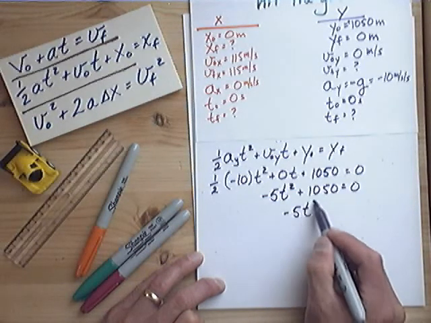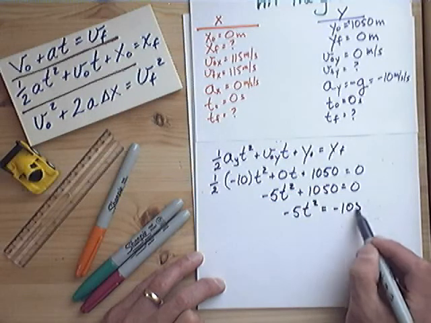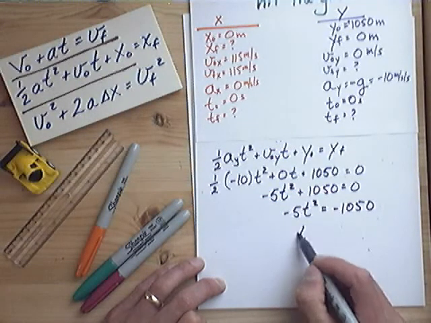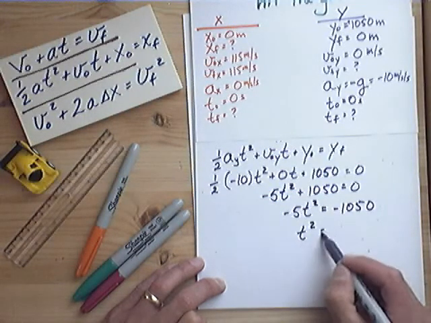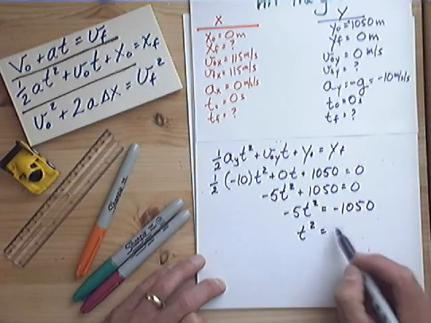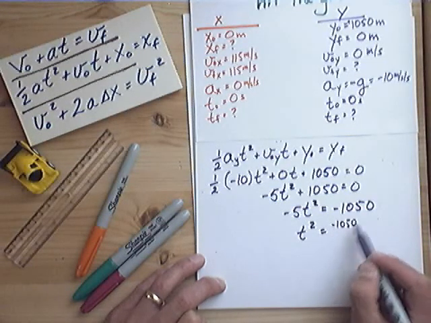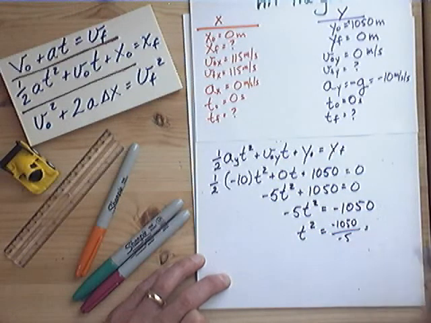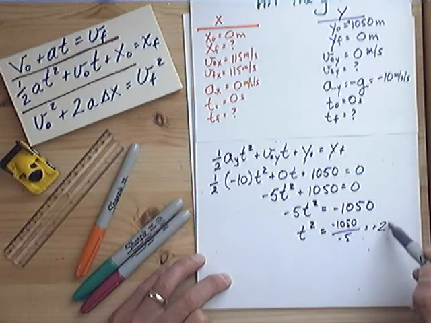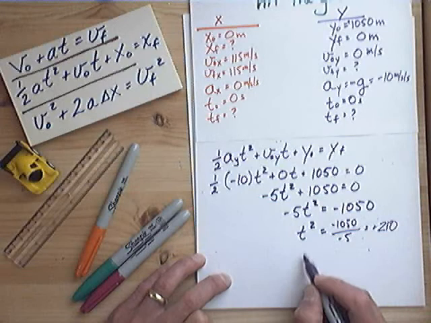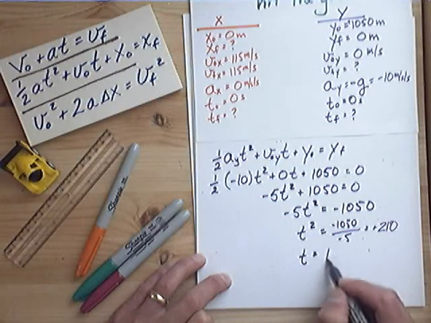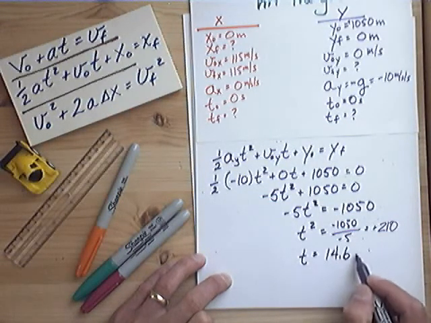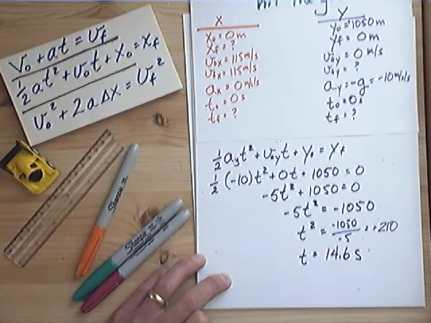Negative 5t squared equals negative 150. T squared equals negative 150 divided by negative 5, which is plus 30. So time is 5.5 seconds. Takes 5.5 seconds to fall.